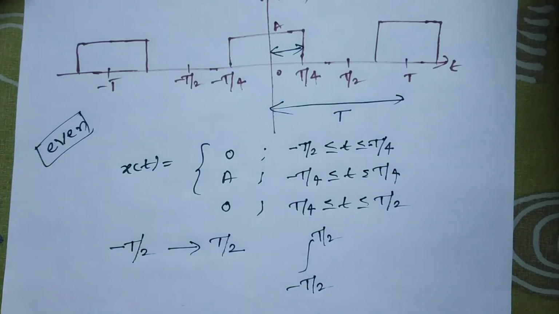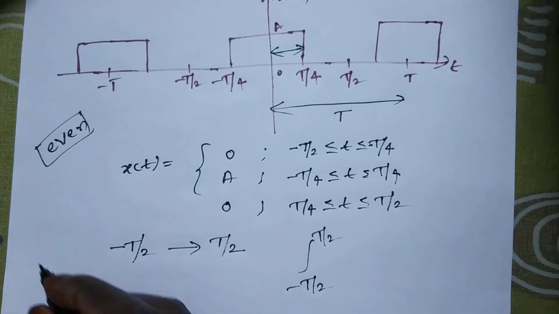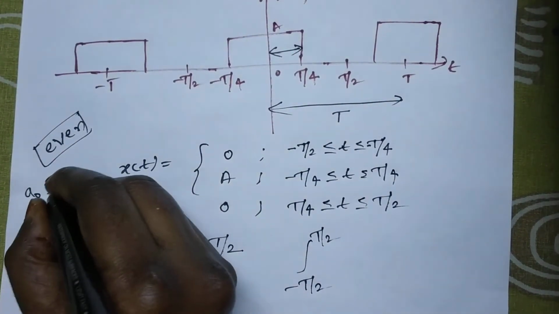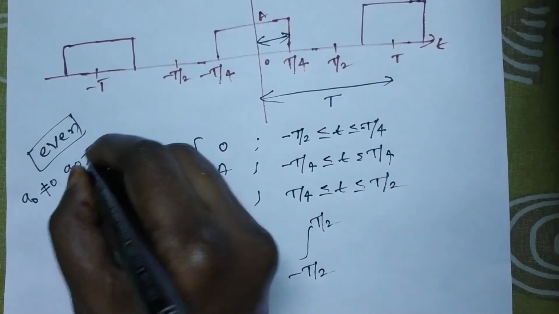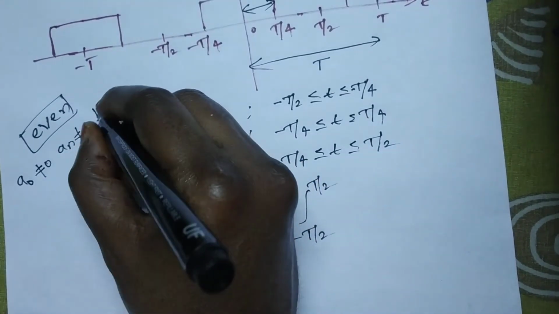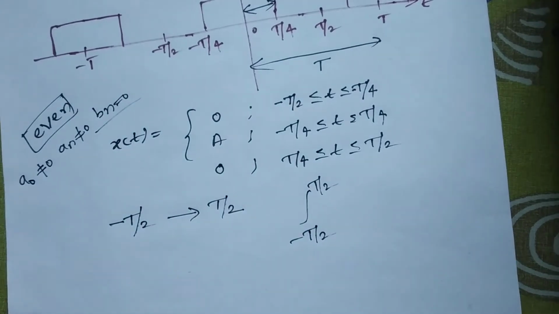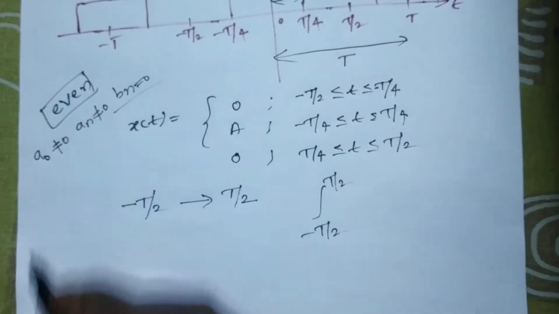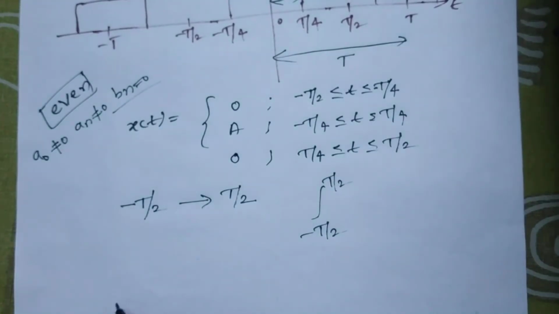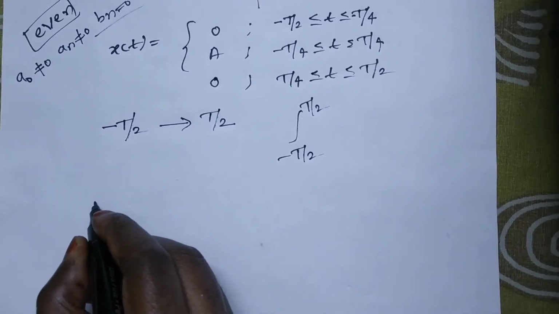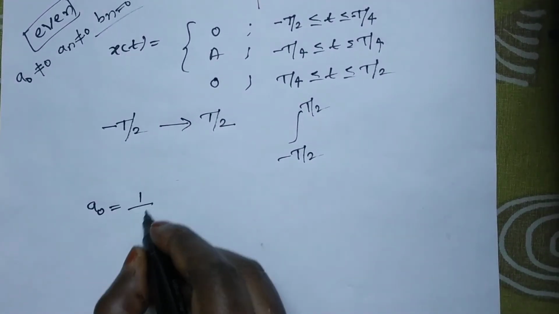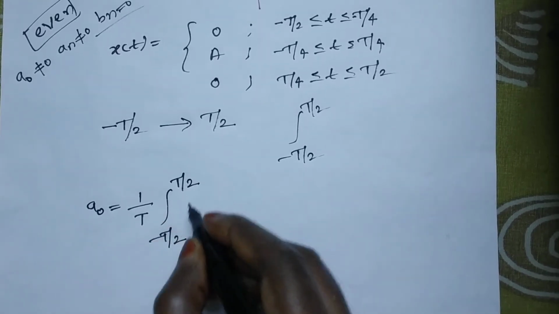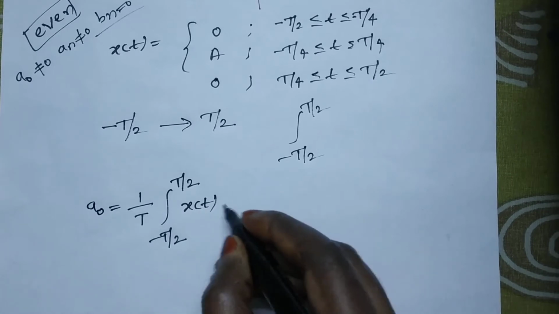In the even symmetry, which term is there and which term is not there? A0 will not be 0 and An will not be 0, and Bn is equal to 0. Among the three Fourier coefficients, you need not calculate Bn, only A0 and An. What about the A0 formula? A0 is equal to 1 by T integral over one period, minus T by 2 to T by 2, x of t dt.